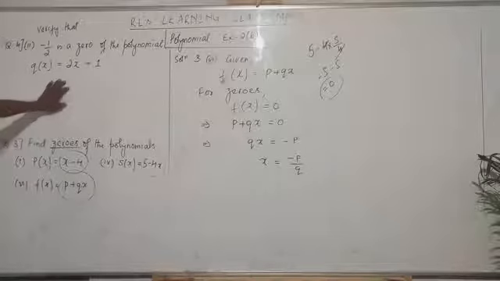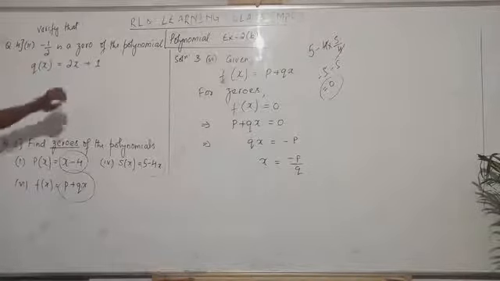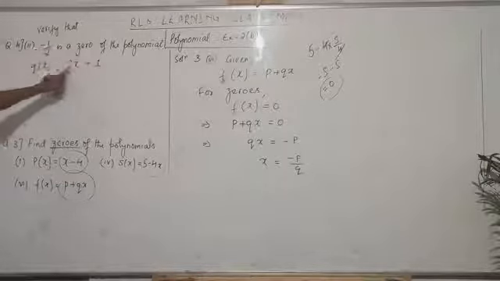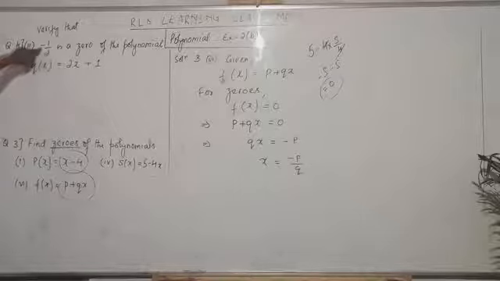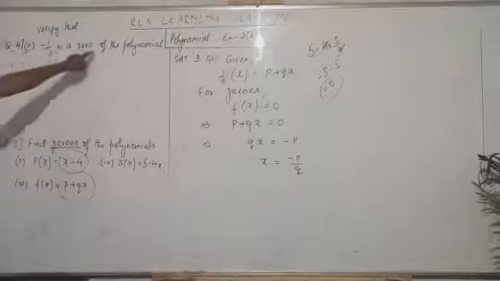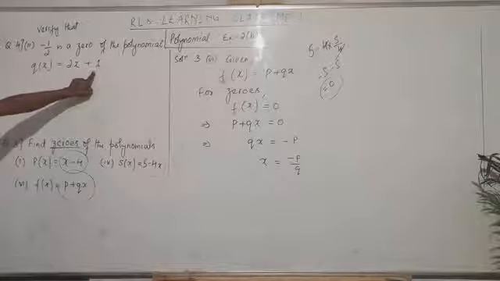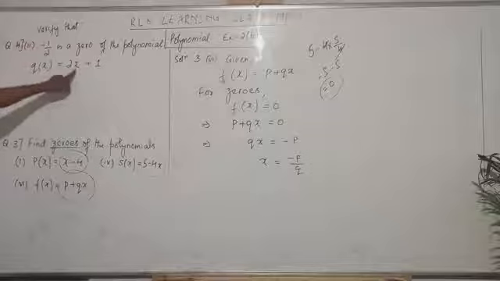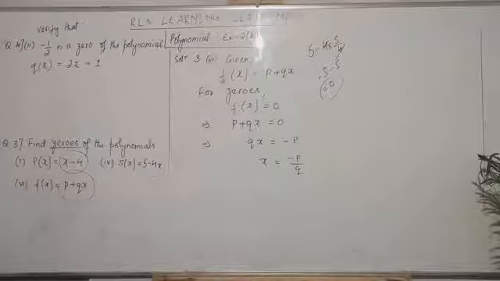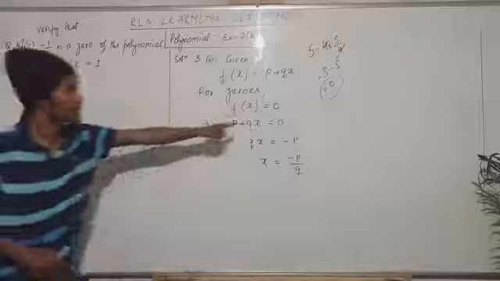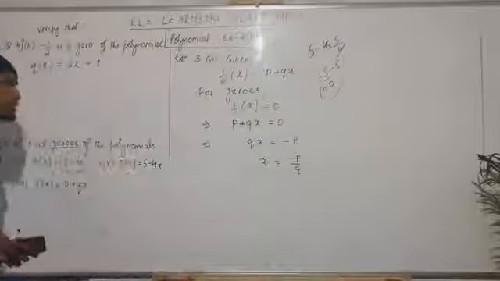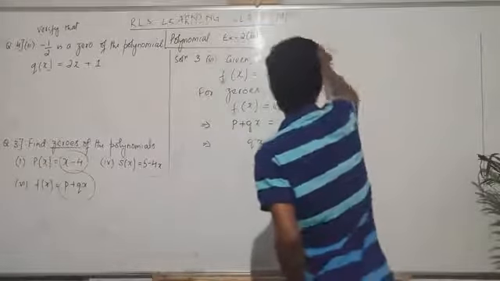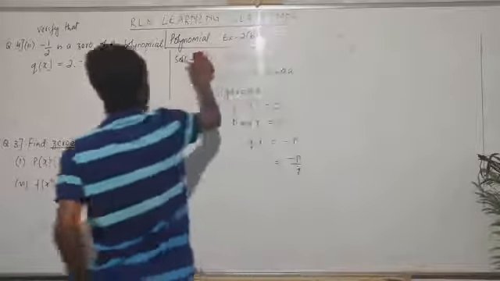Then what about this question? They said verify that minus 1 by 2 is a zero or not of this polynomial. Whether this minus 1 by 2 is the zero of this polynomial, we have to put the value of x as minus 1 by 2. In place of x, we put minus 1 by 2. Whether we get 0 or not. That question is very simple. Okay, I'll write this one.